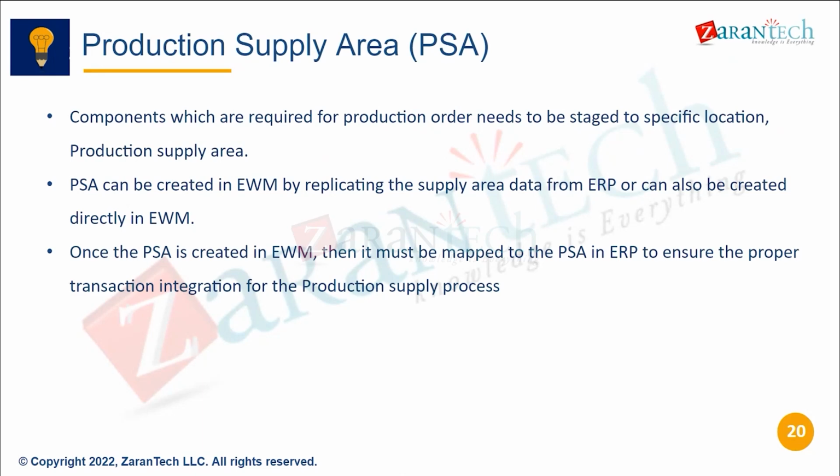Then this is the production supply area. This is the area from where your raw materials will be brought in, and from where the raw materials will be consumed to complete your finished good. This will mainly be used in the production plant, where you consume your raw materials to prepare your finished good. So in that case we will use this PSA, production supply area. If you have a raw material managed warehouse, in that case this will be used.